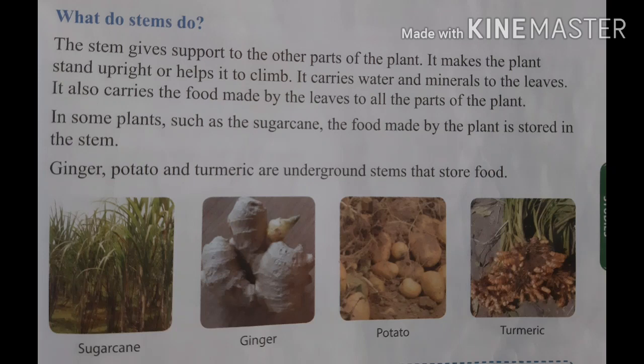The stem gives support to the other parts of the plant. It makes the plant stand upright or helps it to climb. It carries water and minerals to the leaves. It also carries the food made by the leaves to all the parts of the plant. In some plants, such as the sugar cane, the food made by the plant is stored in the stem. Ginger, potato, and turmeric are underground stems that store food. Underground stem means the stem which is present under the ground. In ginger, potato, and turmeric, the extra food will be stored in their underground stem.